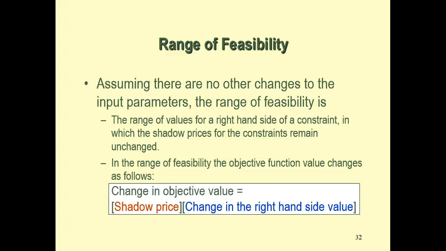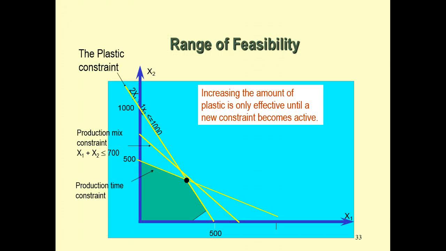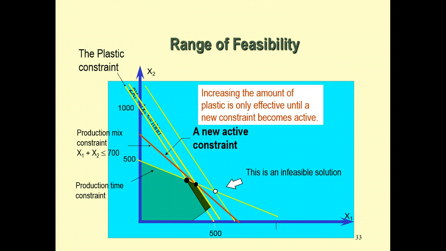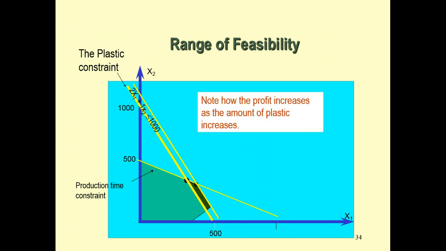The thing that is married to the shadow price is the range of feasibility. I talked about that. The range of feasibility basically tells me the range where the shadow price is valid. Assuming there are no other changes to the input parameters, the range of feasibility is the range of values for a right-hand side of a constraint in which the shadow price for the constraint remains unchanged. Basically, it's saying where that shadow price is valid, because eventually, if we keep pushing it out, something else becomes binding.